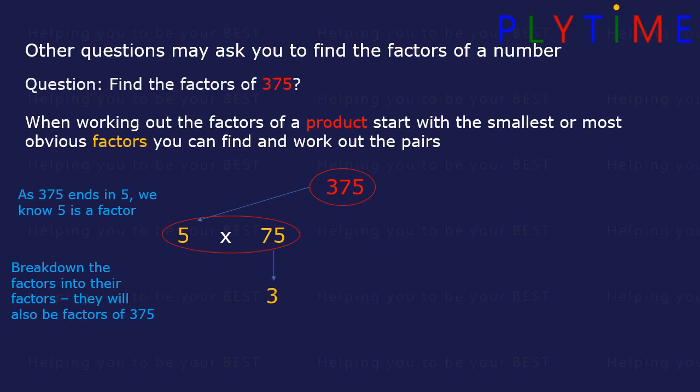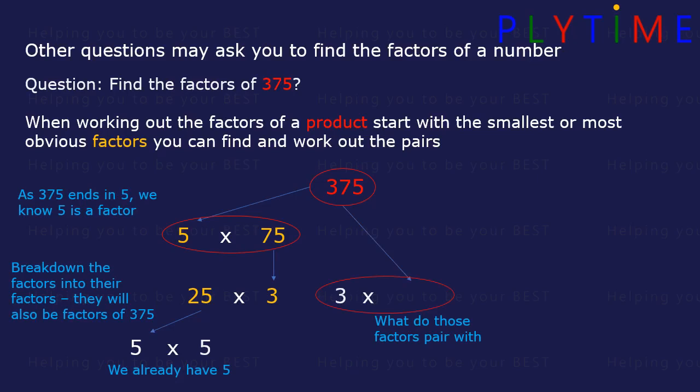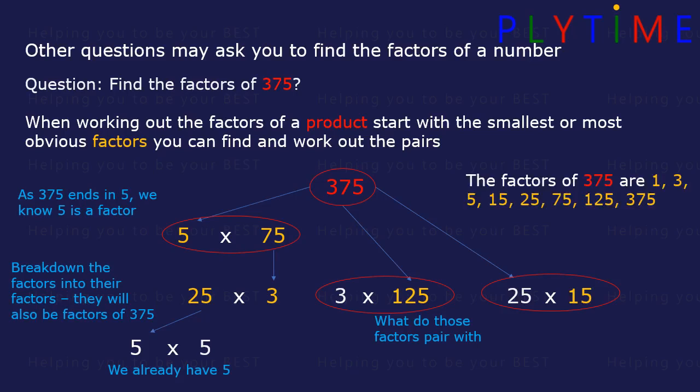Now we can break down these factors into their factors because they will also be factors of 375. 75 breaks down into 3 times 25. 25's factors are 5 times 5. We already have 5, so we don't need to bother with this one. So what do those factors pair with? 3 times something and 25 times something. 3 times 125 is 375, and 25 times 15 is 375.